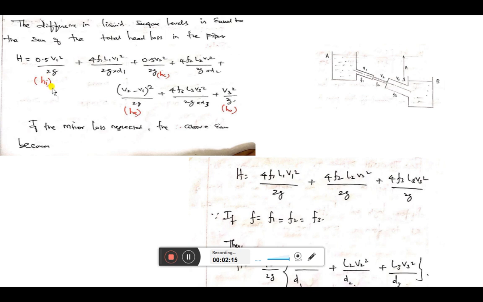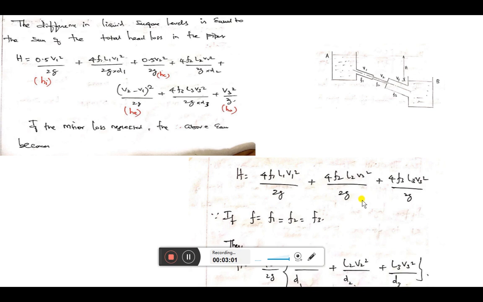This is loss of head due to entrance, loss of head due to friction in pipe 1, loss of head due to contraction, loss of head due to friction in the second pipe, loss of head due to expansion, friction loss, and exit loss. So if you neglect minor losses, then this equation will reduce to this form: 4FL V square by 2GD. So D should come here, D1, D2, D3. And if F is taken as constant, F1 equal to F2 equal to F3 equal to F, then this equation will take the form H equal to 4F by 2G, which will be common, times L1 V1 square by D1, plus L2 V2 square by D2, plus L3 V3 square by D3.